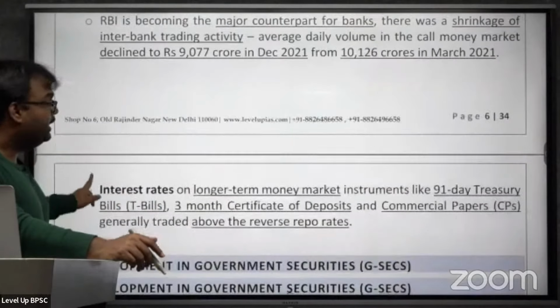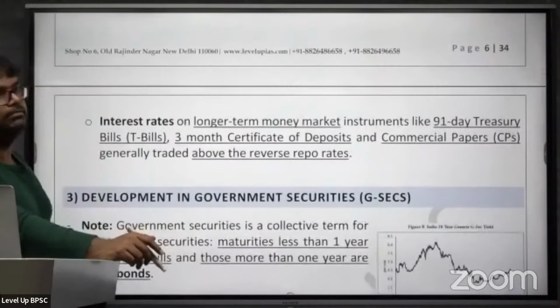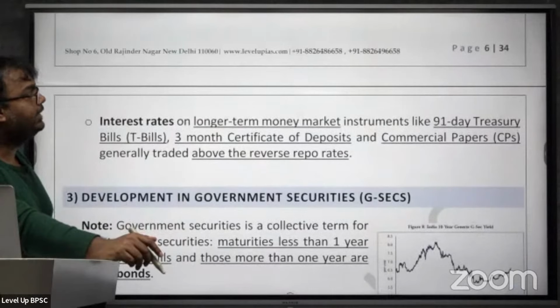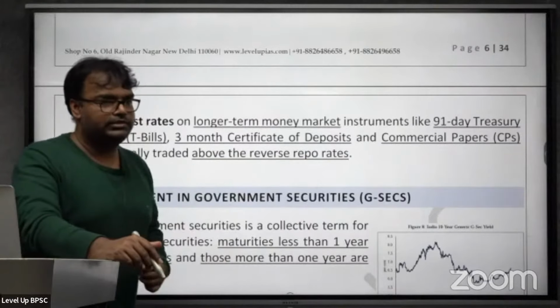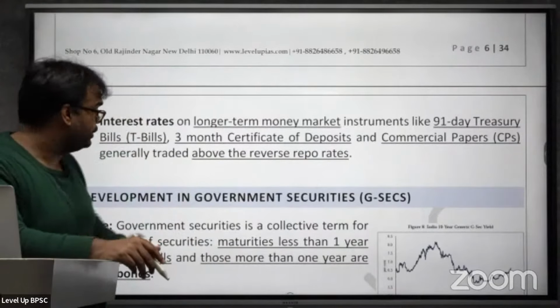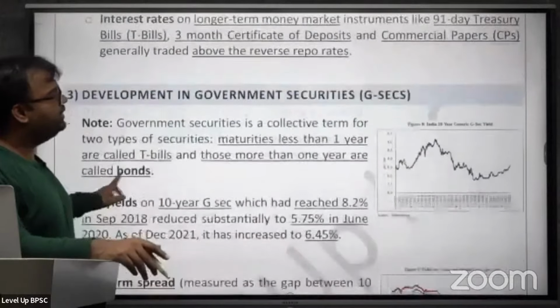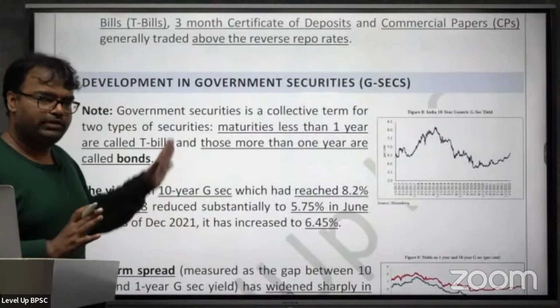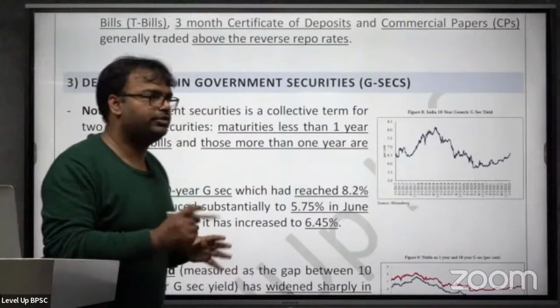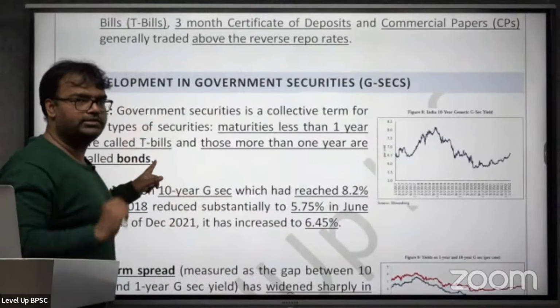Now, interest rate on long-term money market instruments like 91-day treasury bill, 3-month certificate of deposit, etc. have generally traded above the reverse repo rate, slightly above the reverse repo rate. Now, let's understand first government securities. We are coming to government securities and interest rate on government securities. इस aspect को थोड़ा सा ध्यान से समझेंगे.